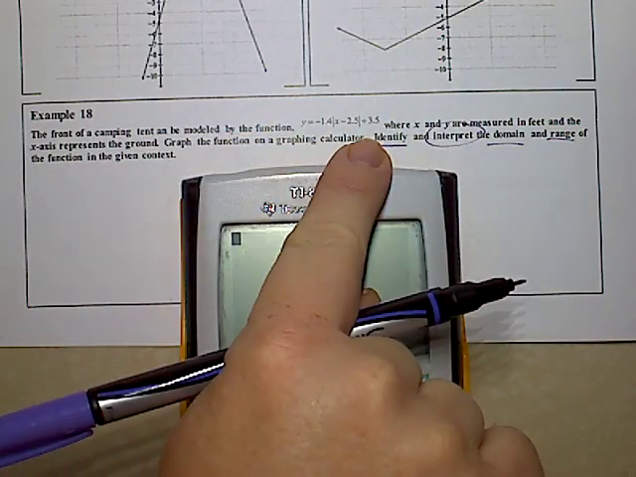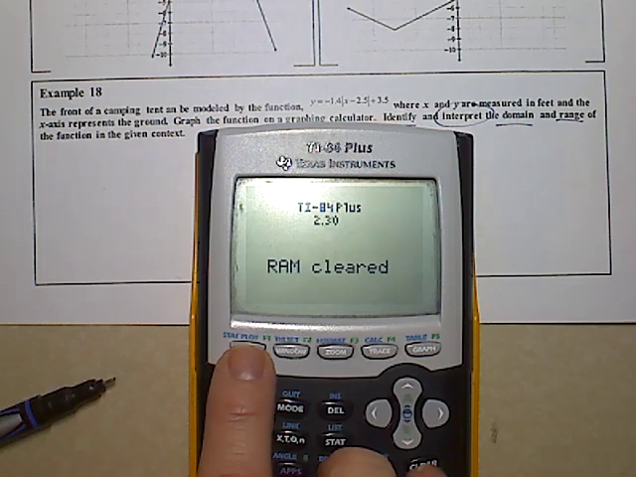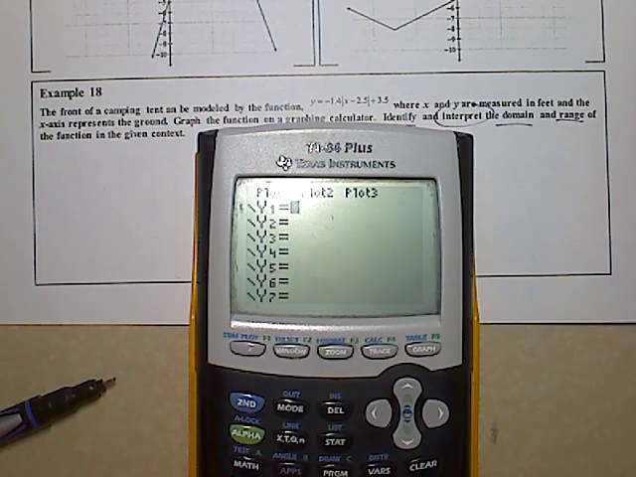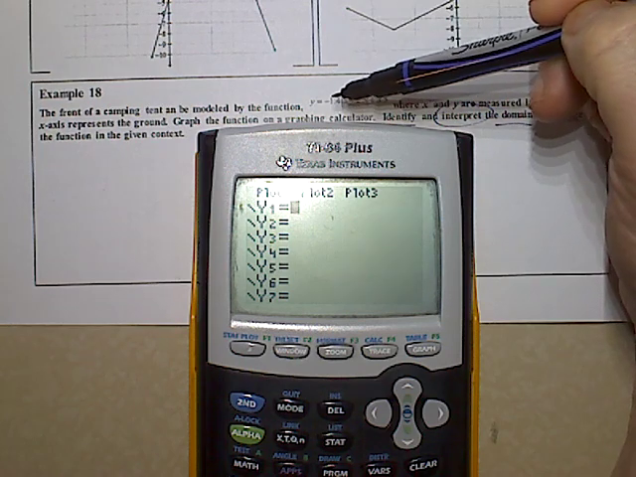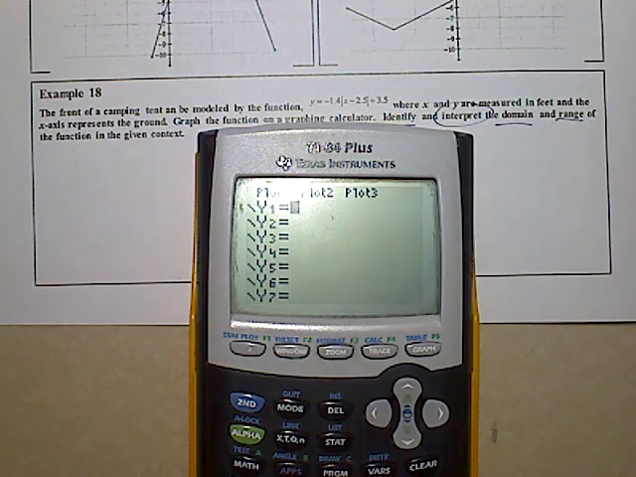Now I'm going to plug this in. How do I plug in this equation? Go up to the y equals and press it. And now the key is this is not a subtract sign. This is a negative sign. So the negative sign is found below the 3. Negative 1.4.